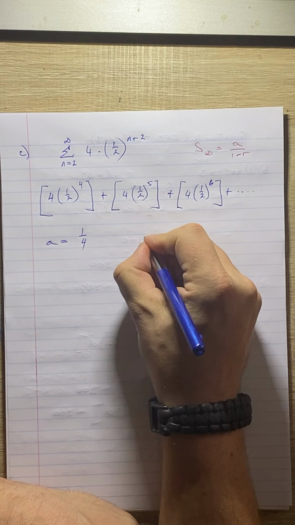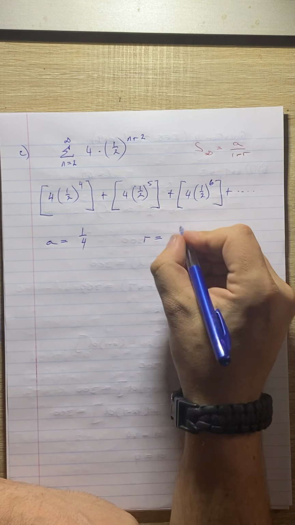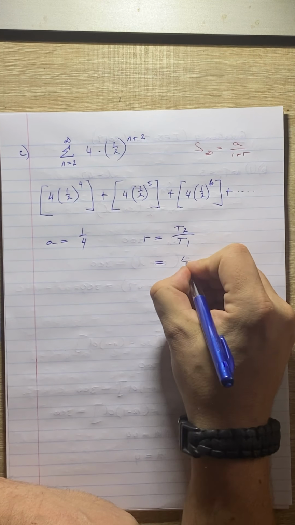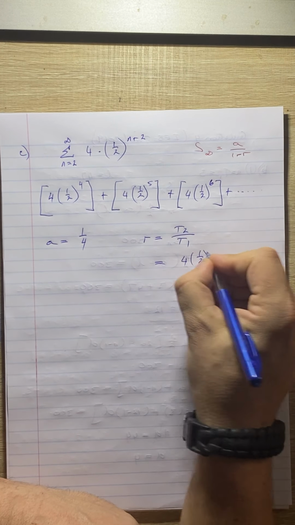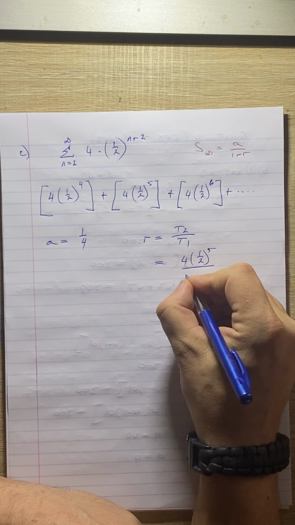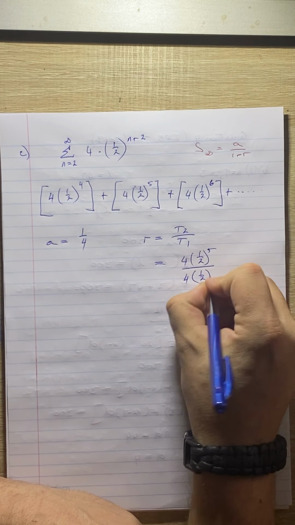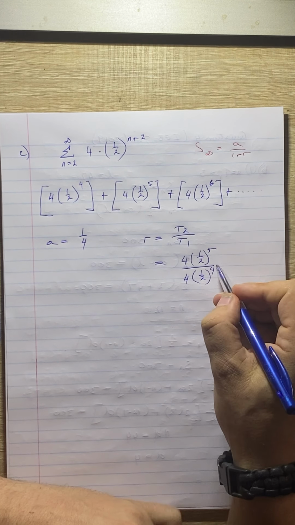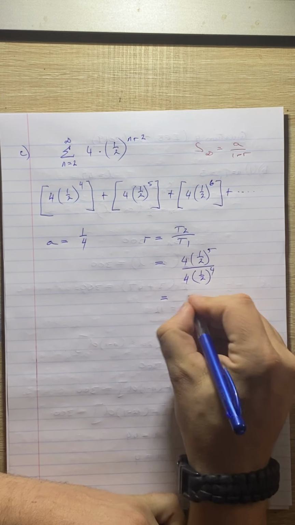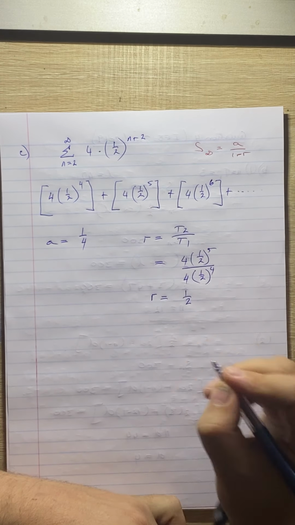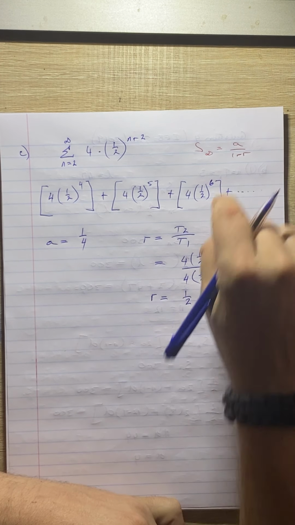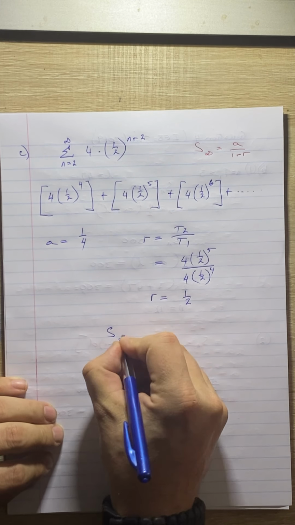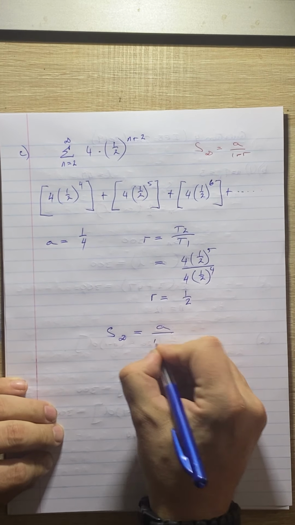Okay, our R would be equal to T2 divided by T1. So here we get 4 times a half to the power of 5 divided by 4 times a half to the power of 4. Okay, so the 4s will cancel, and then 5 minus 4 is 1, so our R is a half. Okay, I've got my A, got R. We can now find the sum to infinity. So sum to infinity is equal to A over 1 minus R.